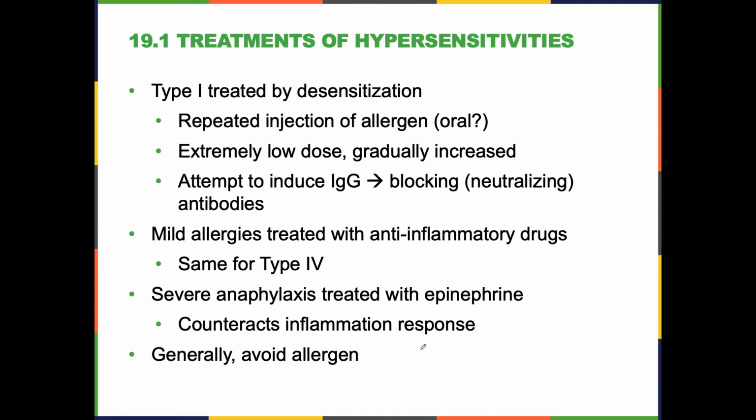I think it's monthly or maybe every 2 weeks, or it might even change as you go further into treatment. My old supervisor used to get his monthly allergy shots because it was really bad for him. So it's an extremely low dose, and they gradually increase the amount of allergen. The idea is to induce an IgG response. What IgG does is block the allergen, instead of IgE, which triggers the immune response. So it essentially neutralizes the allergen before it gets to your mast cells.